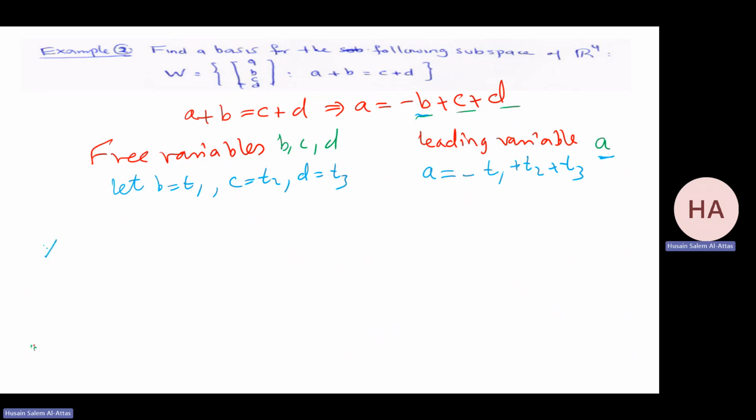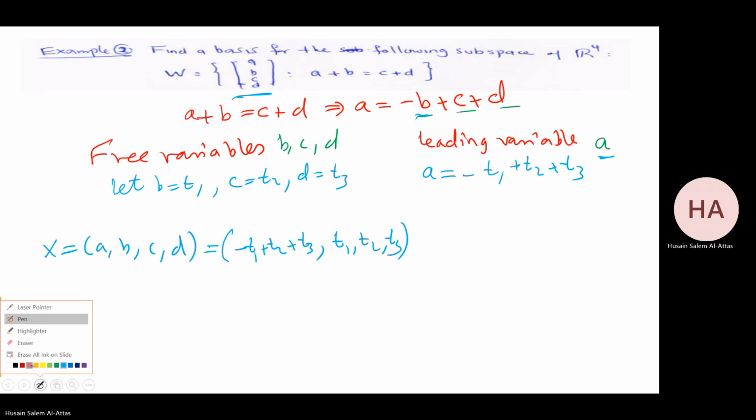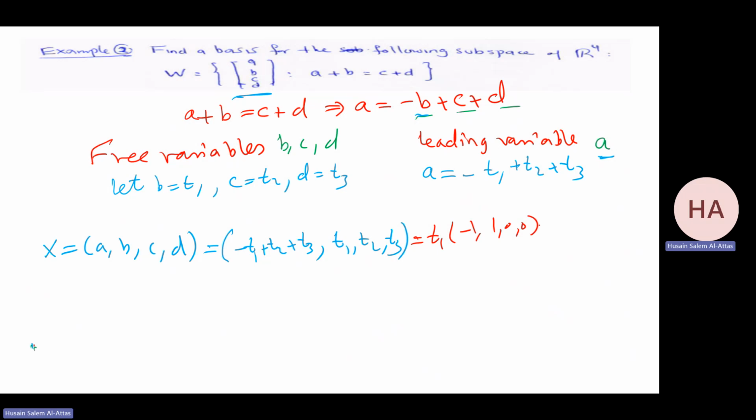So the vector X, who A, B, C, D, I wrote it instead of this way, it's okay, the same idea. That will be minus T1, plus T2, plus T3, and I have T1, T2, T3. Now, I can take T1 as a common factor. I have minus 1, 1, 0, 0. Can take T2 common factor.